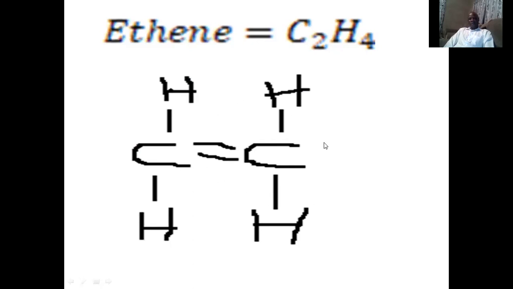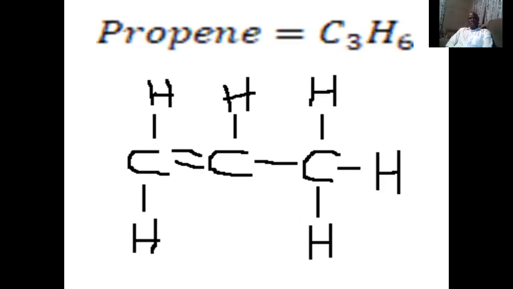There are 4 bonds around the carbon, and each bond has how many electrons? 2 electrons, meaning that for carbon to attain a stable configuration in the outermost shell, it should have 8 electrons, while hydrogen should have 2. So basically, this is how I write the structure formula for ethene.